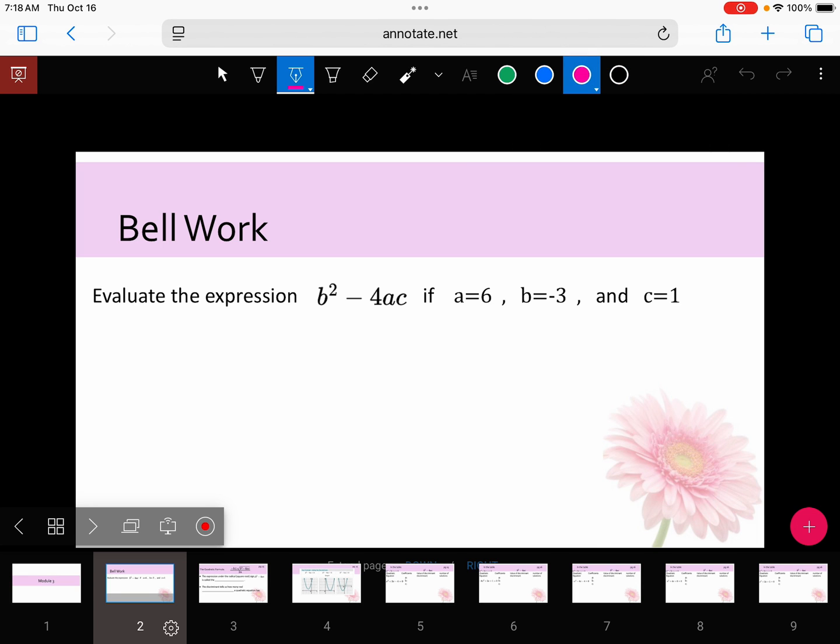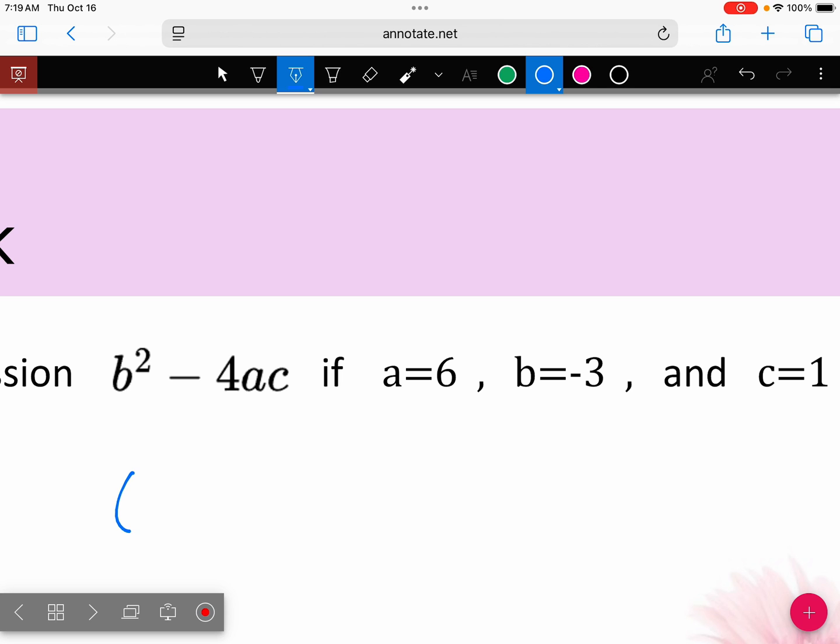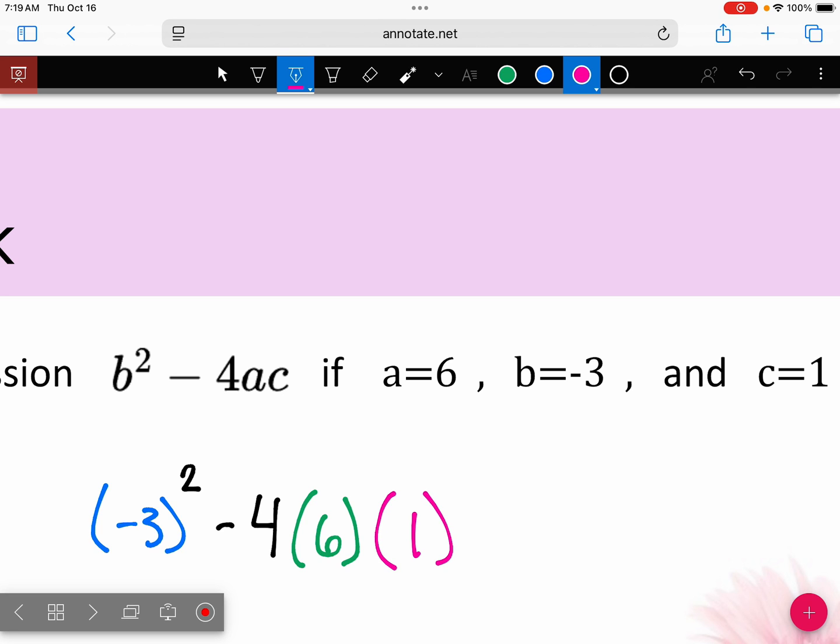So, what do we do to evaluate this expression, b squared minus 4ac, if a equals 6, b equals negative 3, and c equals 1? What do we do? Yep. We're going to substitute in our negative 3 in place of that letter b. Still get squared? Mm-hmm. And substitute c with 1.